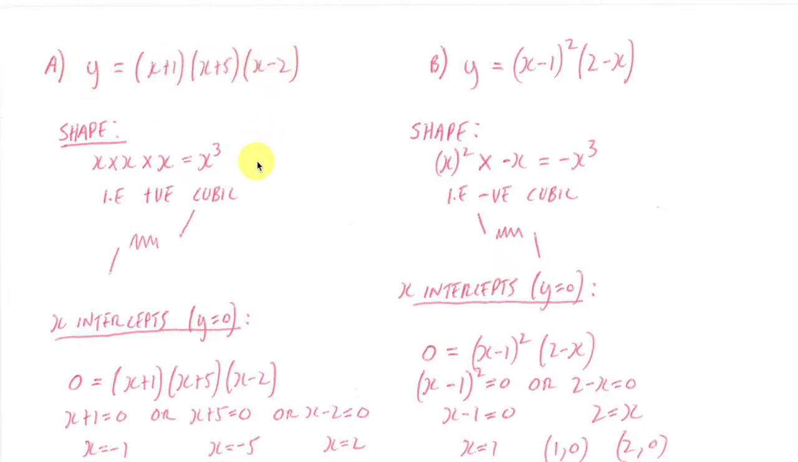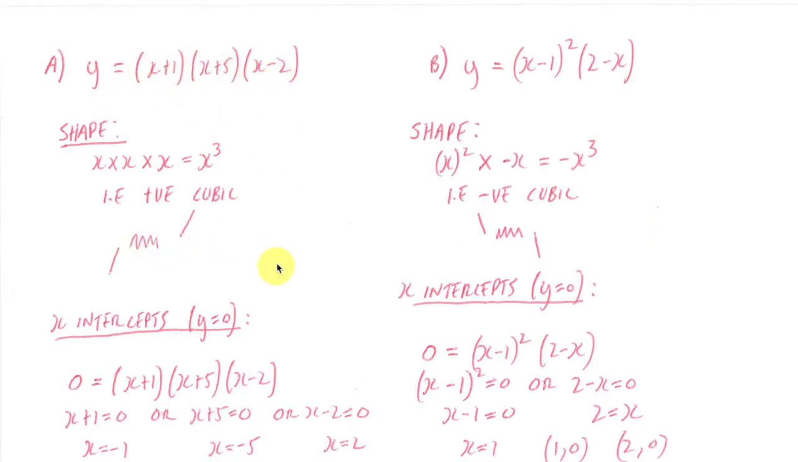Firstly, let's take a look at the basic shape. I've got x times x times x, so that gives me x cubed. So what we know is that it's going to be a positive cubic. We're going to start from here, something's going to happen, and then we're going to continue up. That's what the basic shape is going to look like. Because this is to the power of 3, the maximum number of turning points I could have here will be 2.